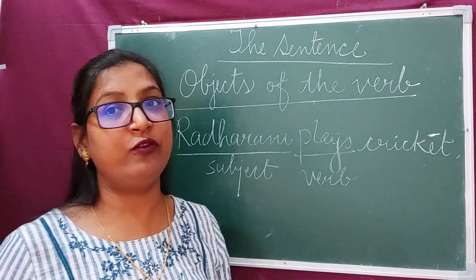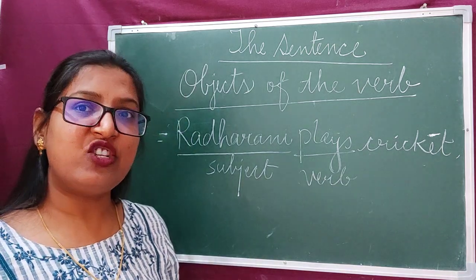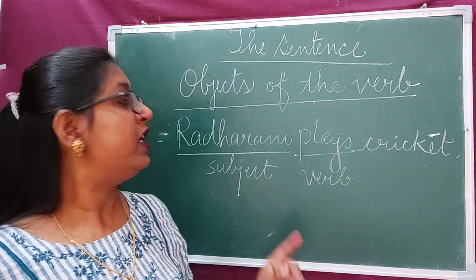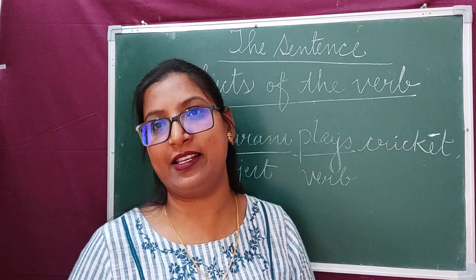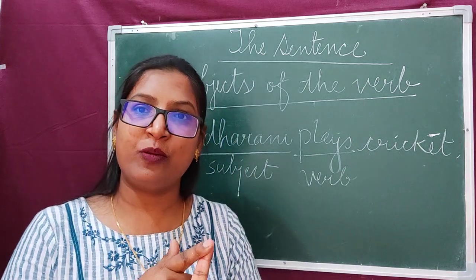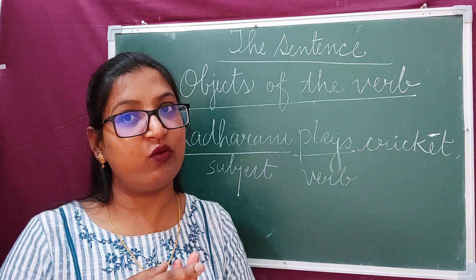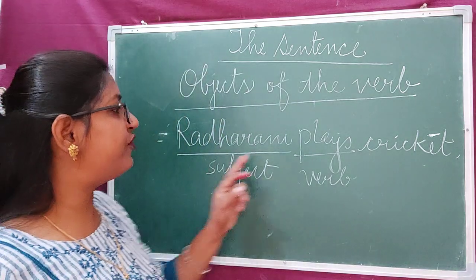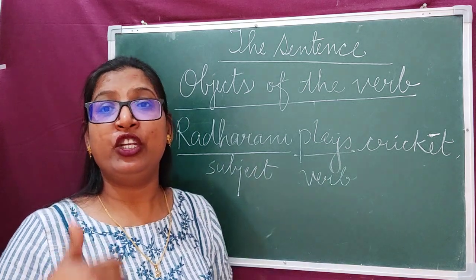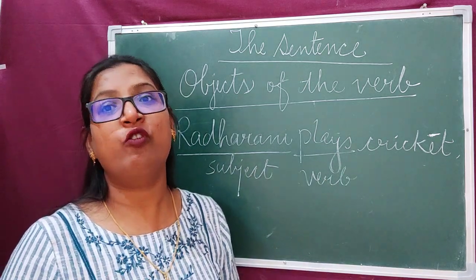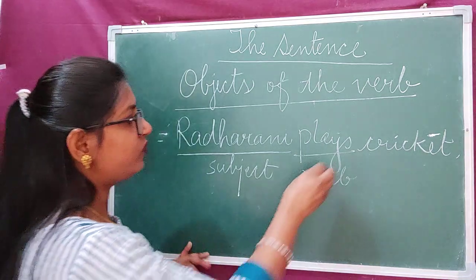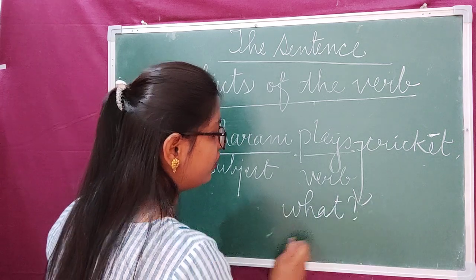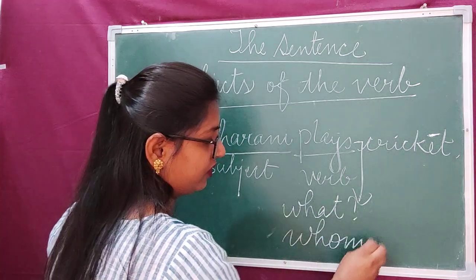What is the object of the verb? How to find that out? Dear children, the first step. First of all, you should know what is the subject in the sentence. Then you should know what is the verb in a sentence. Clear? It should be very clear to you what is the subject and what is the verb in the sentence. And then after the verb, you should ask the question what or whom. Soon after the verb, you should ask the questions what or whom.